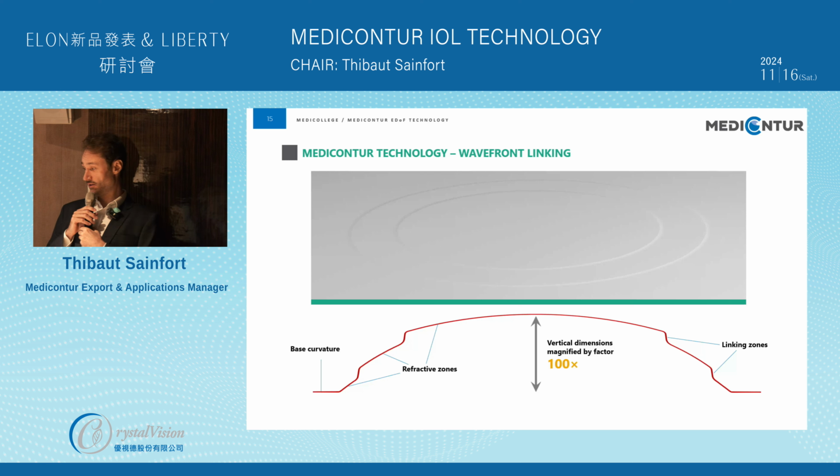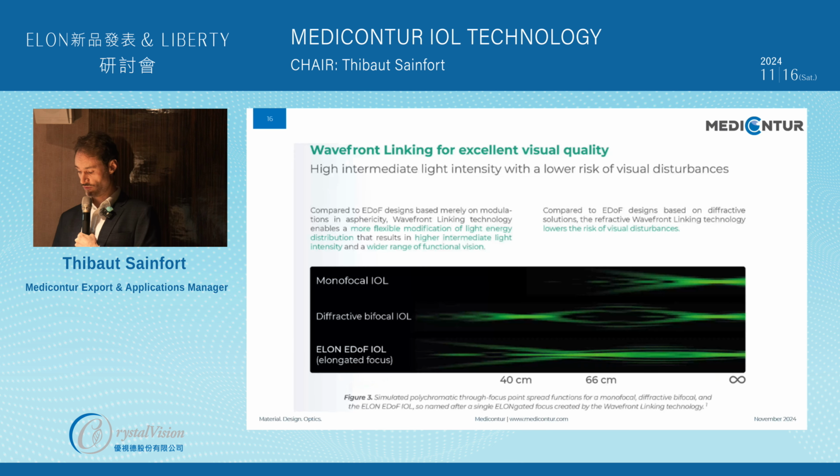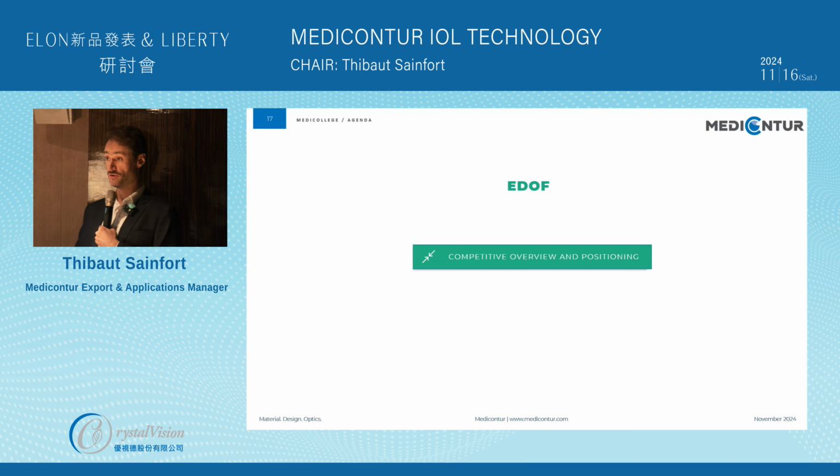So this is the profile of the IOL. You can see there are 3 refractive zones, and in between those 3 refractive zones, this is where we have our technology, the linking zone, which allows us to expand each focal point until they merge together. By doing so, we have a continuous focus of vision, and we use only refractive technology, so you don't have all the downsides of the diffractive technology.